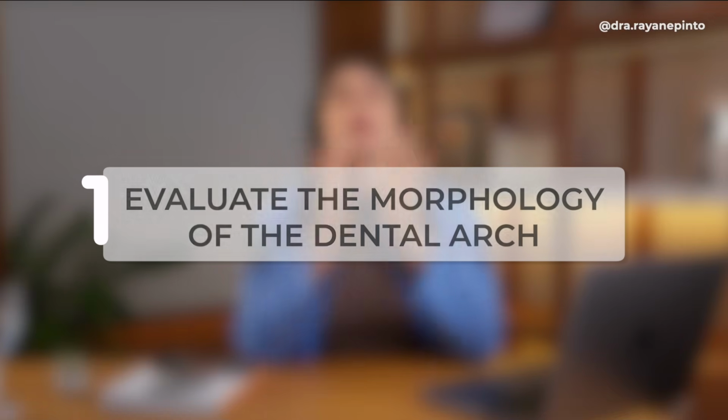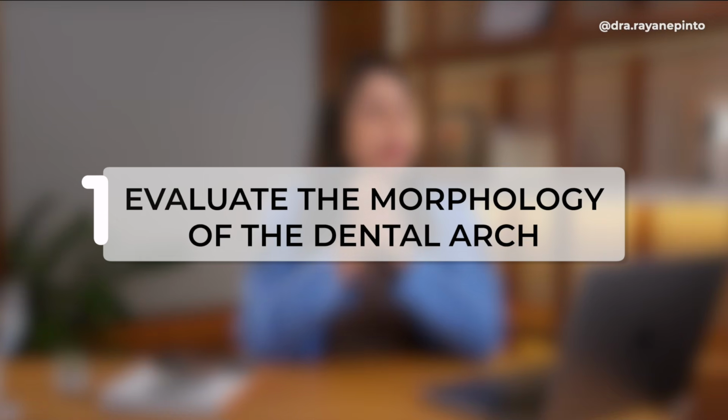So I have 5 steps to make this decision, 5 analyses that I have to do before making this decision, whether I go for rapid expansion or slow expansion, whether I choose the appliances for upper or lower arch. The first step is to evaluate the morphology of the dental arch. When I talk about the morphology of the dental arch, I am referring to an analysis that we do of the patient's occlusal aspect. What is the most important point to determine which expander appliance?